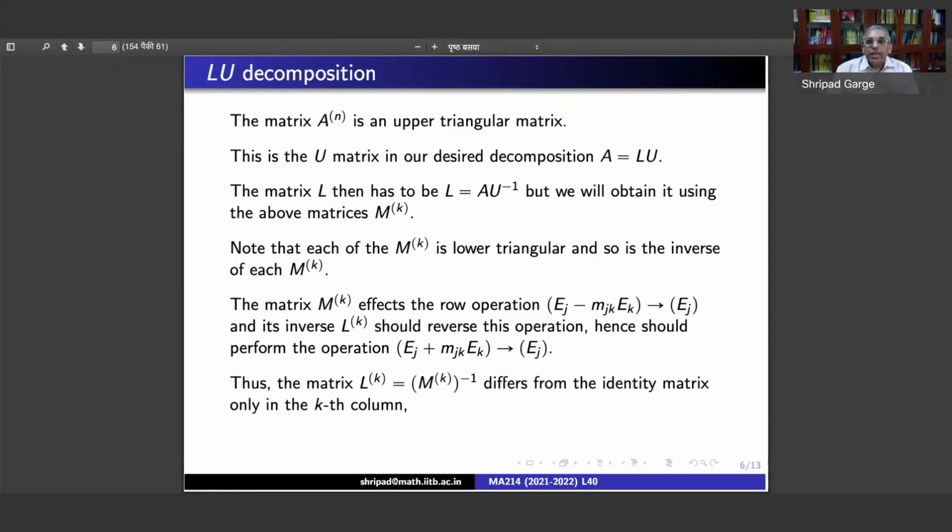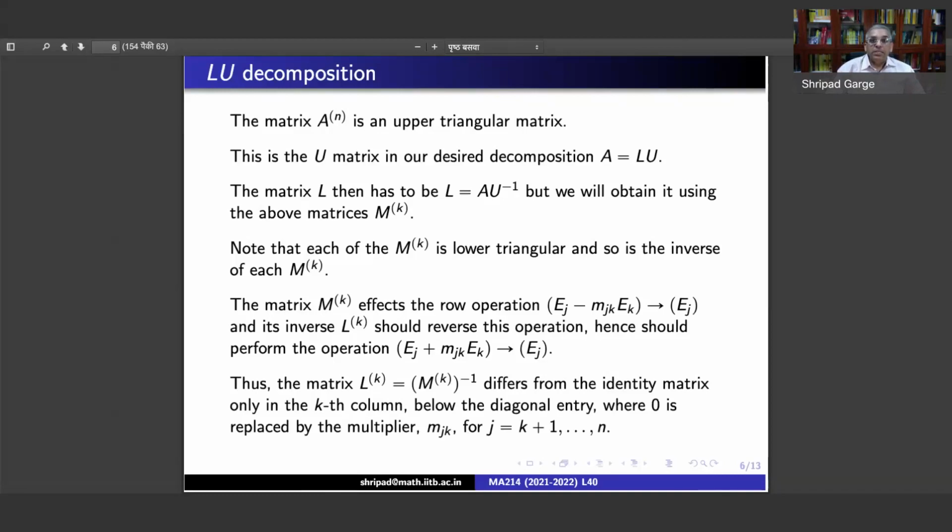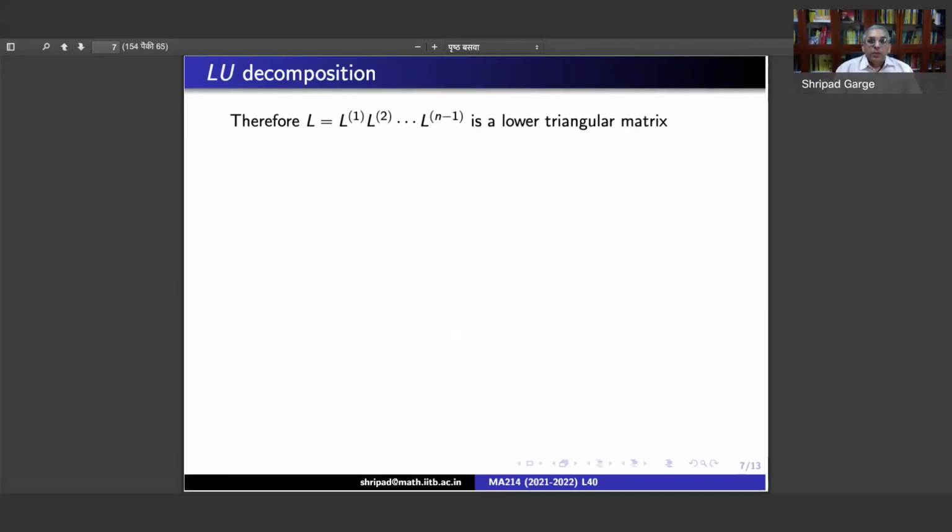That is of the same type. It differs from the identity matrix. It's not just lower triangular, but it is of the same type as MK. That it differs from the identity matrix only in the kth column below the diagonal, where the zeros are replaced by MJK. Here, for MK they were minus MJK, here they are plus MJK. This is the only change. Okay. So now the product of these lower triangular matrices is again a lower triangular matrix, because these are all ones on the diagonal and there is nothing above the diagonal.